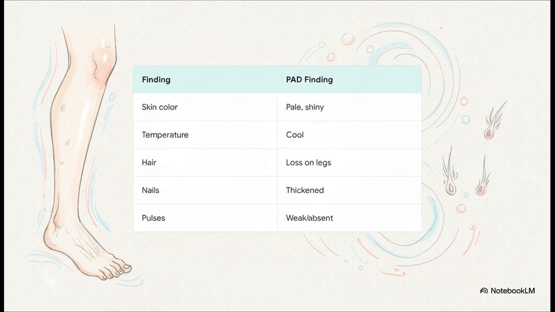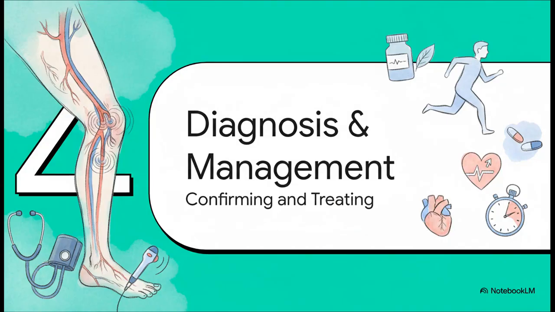Because of that poor blood flow over time, the skin becomes thin, pale, kind of shiny. The limb itself will feel cool to the touch. You'll probably notice hair loss on the lower legs. That's because the follicles just aren't getting enough blood to grow hair anymore. The toenails get thick and brittle, and of course, those peripheral pulses will be weak, thready, or maybe even completely absent. So, we suspect PAD based on the patient's story and our own assessment.